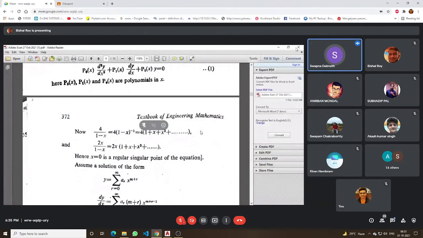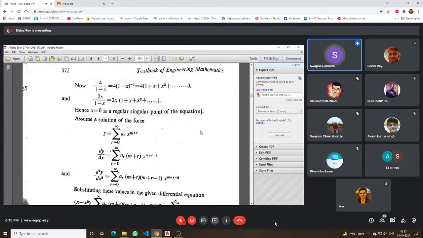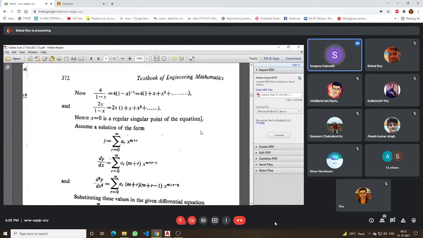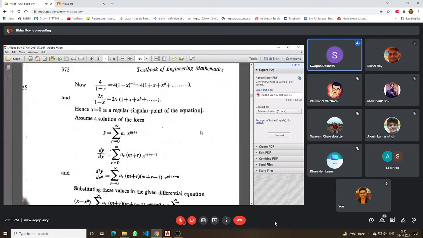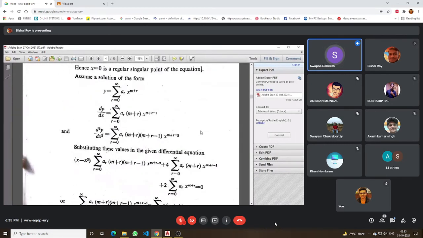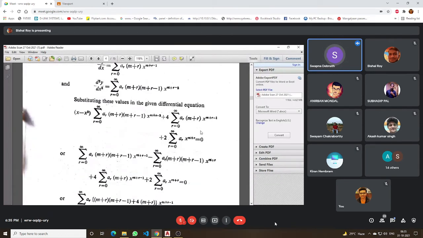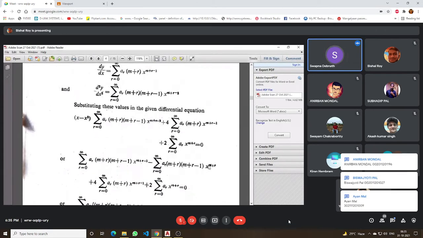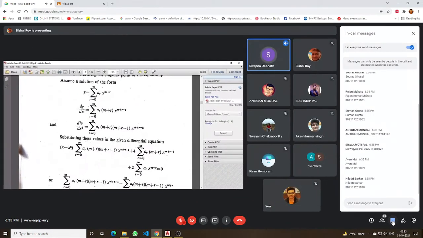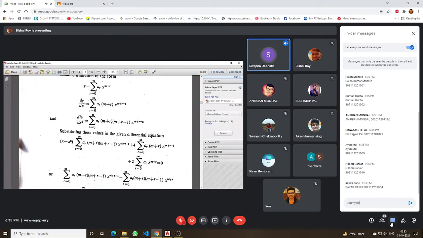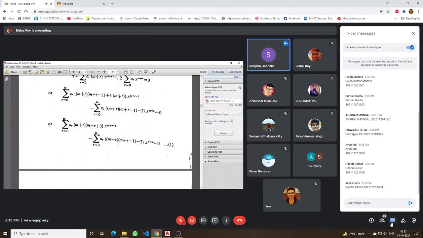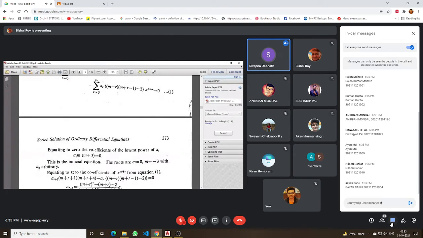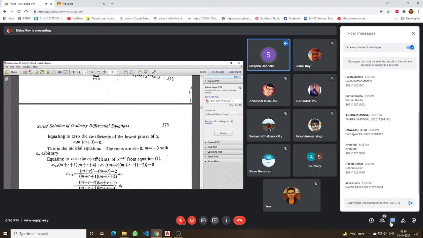...must be regular singular, then we use Frobenius, the method of Frobenius. For the method of Frobenius, we substitute y equal to summation a_r x to the power m plus r, and we arrive at the indicial equation. What is the indicial equation? It is the coefficient of the lowest power of x in the left hand side terms equated to 0. Since the indicial equation for a second order differential equation is a quadratic equation, we have two values of m.